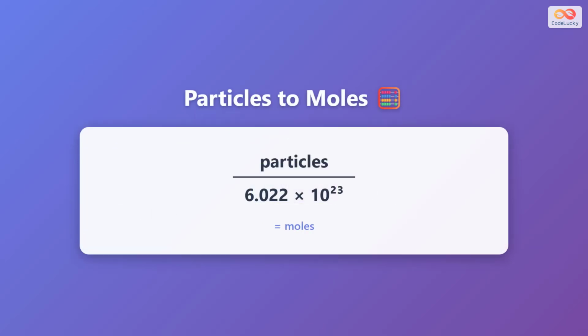To convert from particles to moles, you divide the number of particles by Avogadro's number. The formula is particles divided by 6.022 times 10 to the 23rd equals moles. This makes sense because if 1 mole contains 6.022 times 10 to the 23rd particles, then dividing your particle count by this number tells you how many moles you have.